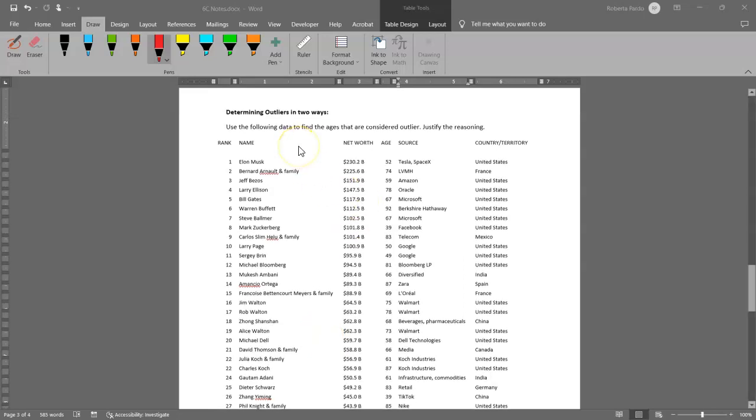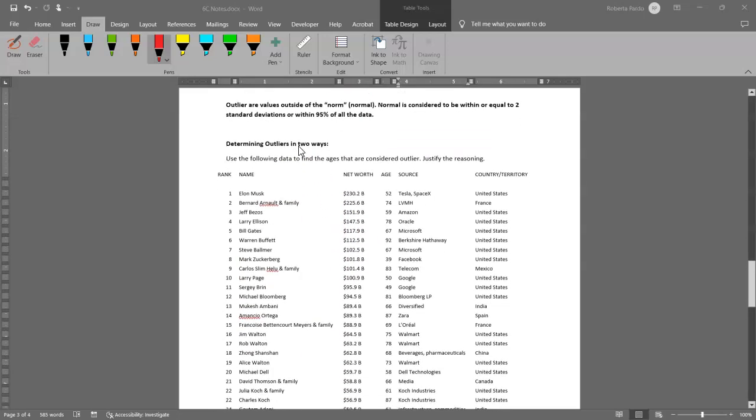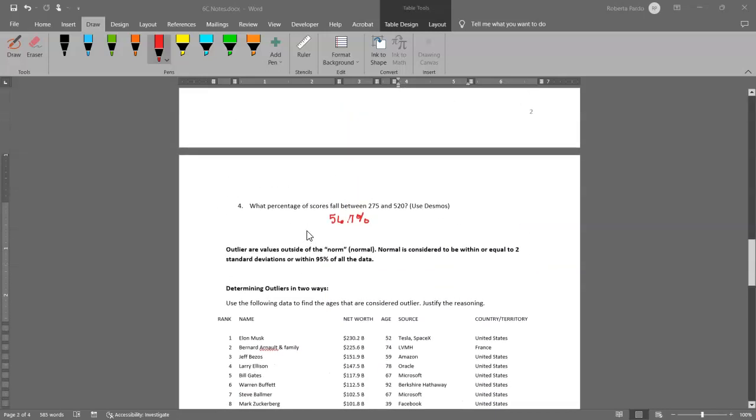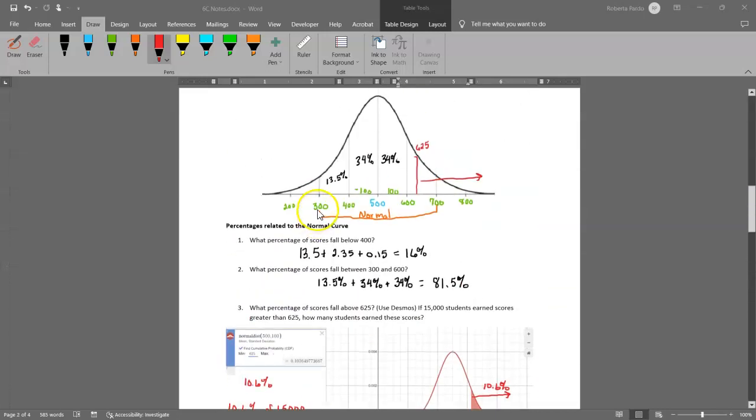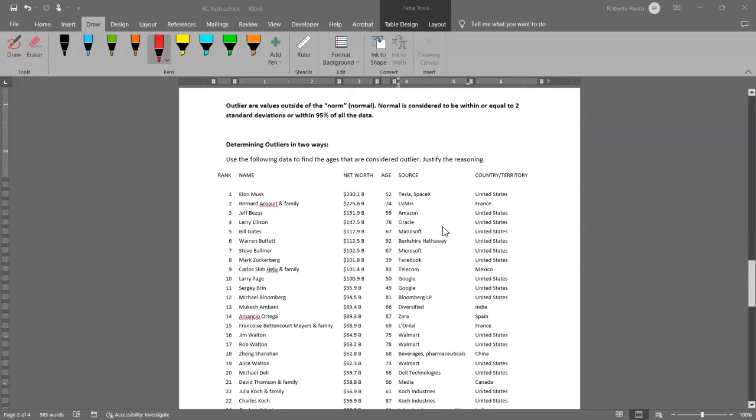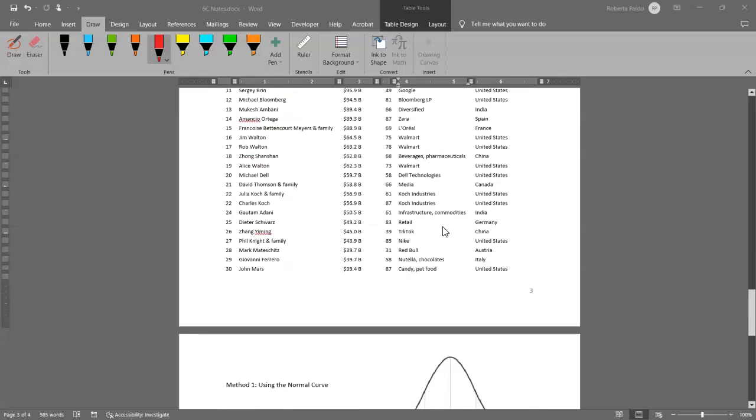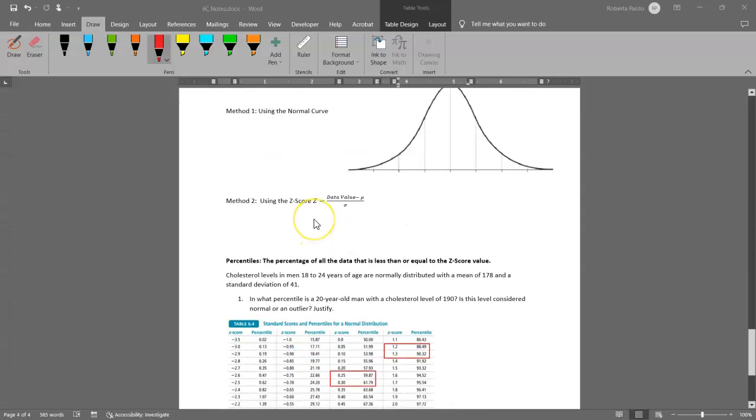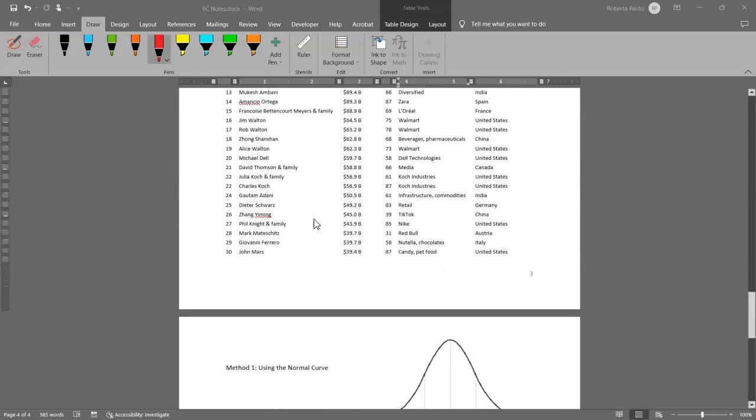We want to determine outliers. There are two different methods of doing this. One is by using a normal distribution, because if we can put our information on a normal curve, then we'll know that outside of two standard deviations would be considered outliers. And the other way is a statistical calculation to find a z-score. We'll do both of them.